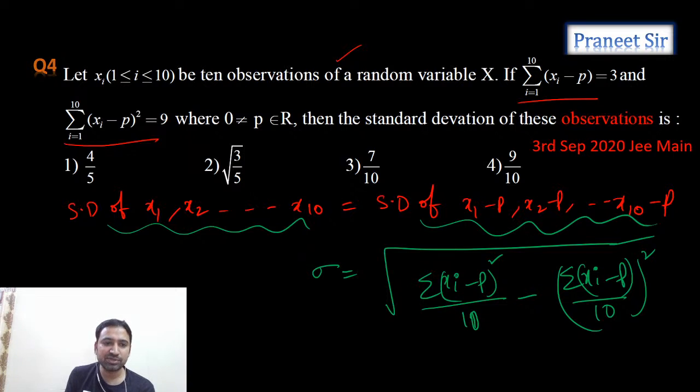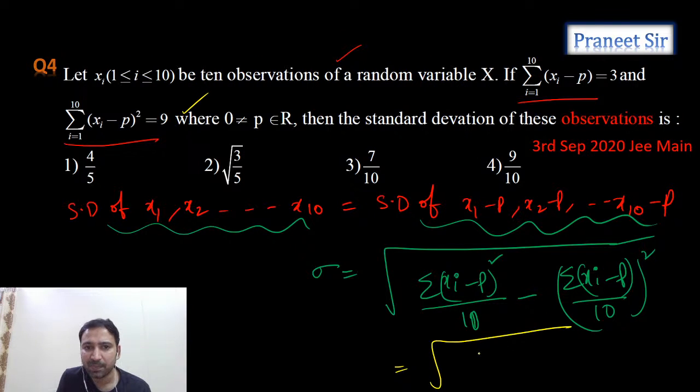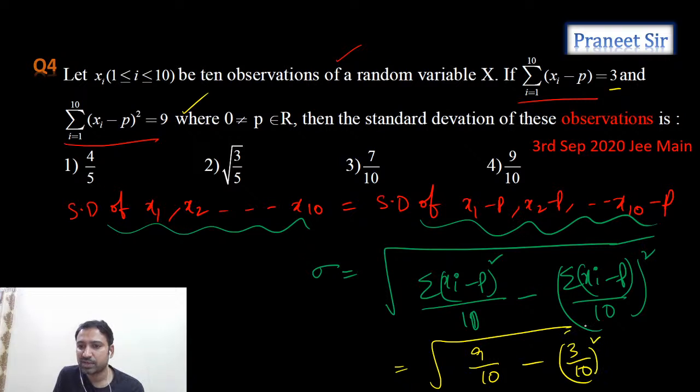So now let's substitute these values. What are the values he has given? Let's see. Sigma (xi minus p) whole square he has given, so it is square root of 9 by 10 minus sigma (xi minus p) he gave, which is 3, so it is (3 by 10) whole square. So tell me how much we get. If you take LCM, how much do we get, guys? LCM, if I take it as 100, so this is 90 minus 9.